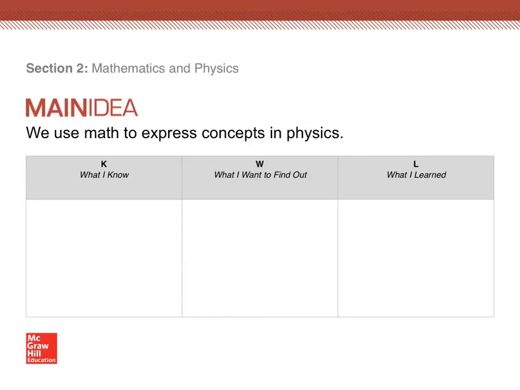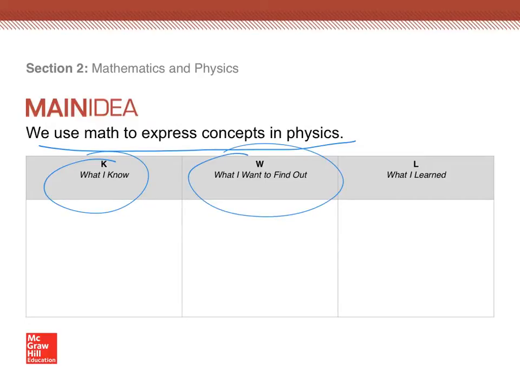Moving on into Section 2, Mathematics and Physics, the main idea of this section is that we use math to express concepts in physics. Mathematics is said to be the language of physics or the language of the universe. Before moving on to the video, I want you to write down what you know and what you want to find out about the relationship between mathematics and physics. Then after the video, you can write down what you have learned.